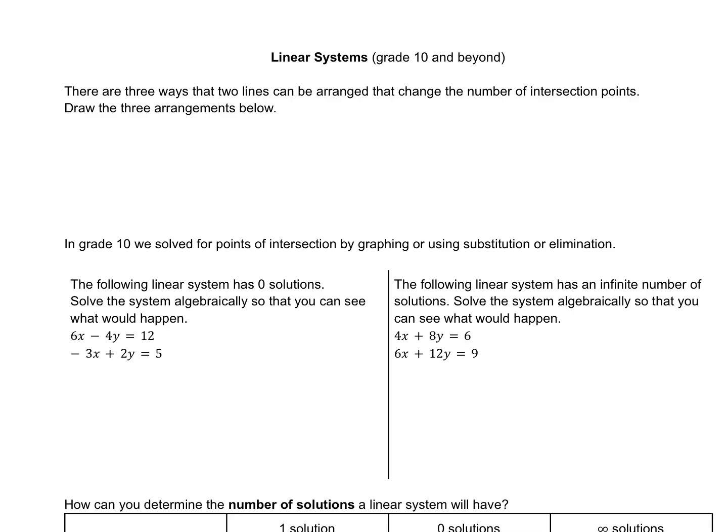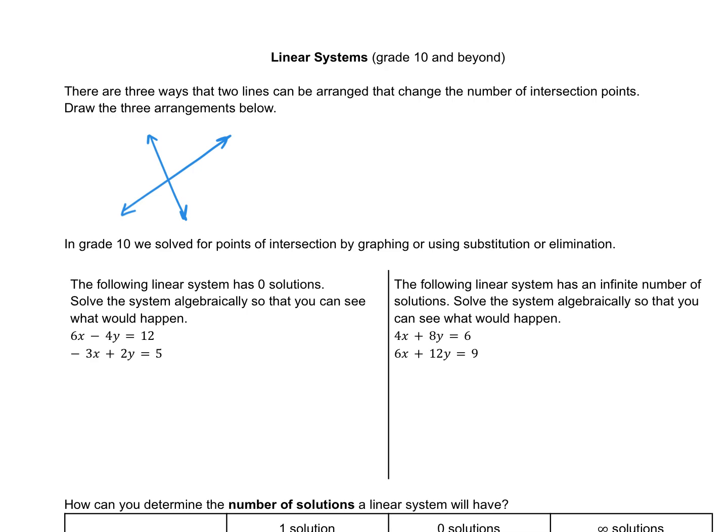In this video, we will be doing a little refresher on grade 10 linear systems, while also moving forward to the grade 12 extension. So in grade 10, we looked at the intersection of two lines, and there were three different arrangements. And those arrangements were, we have two lines that actually intersect at a single point.